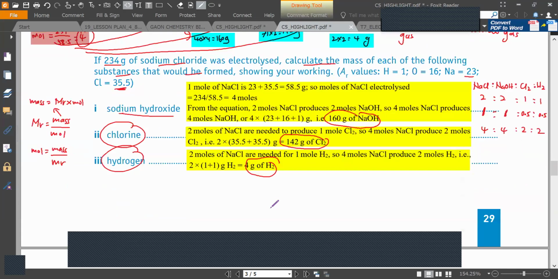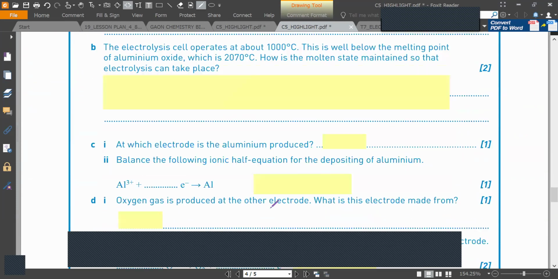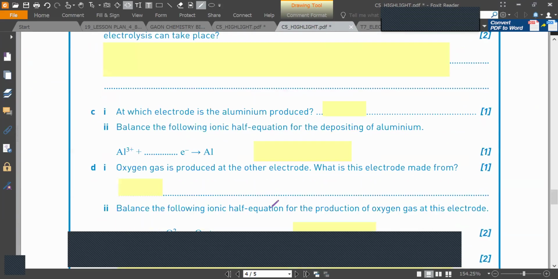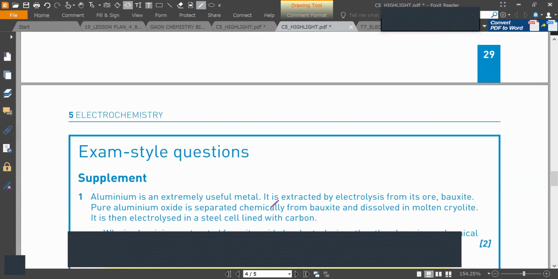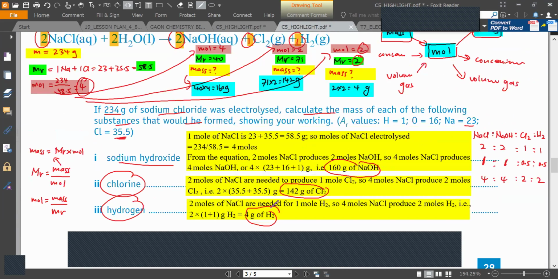We still have time, let's do another. This one is a long question, so maybe we don't have enough time to finish it. Maybe we can continue tomorrow.